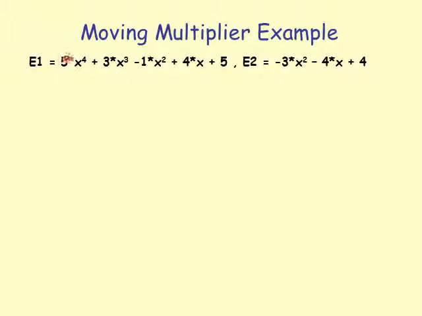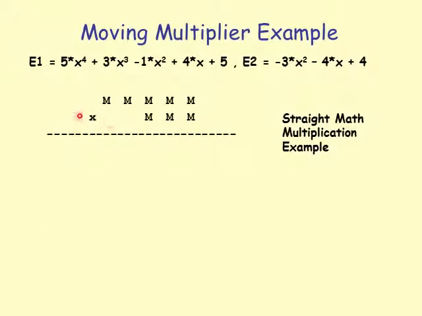Now we'll do an example of a multi-digit multiplier. So here E1 is 5x to the fourth power plus 3x cubed minus 1x squared plus 4x plus 5, and E2 is minus 3x squared minus 4x plus 4. Let's do this example from a straight multiplication example, which is a straight numbers example.